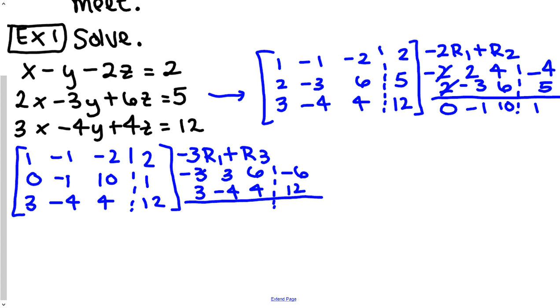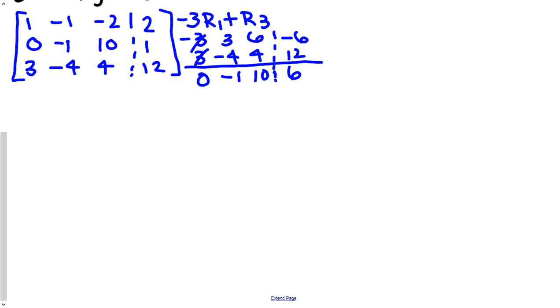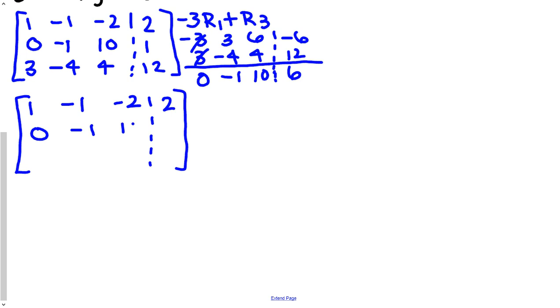Add them up, cancel, gives us 0. 3 minus 4, 6 plus 4, and 12 minus 6. There is my new row 3. I'm going to go ahead and write my new matrix. 1, negative 1, negative 2. So row 1 and row 2 are not changing. Only row 3 is changing. Let's write our new row 3: 0, negative 1, 10, and 6.